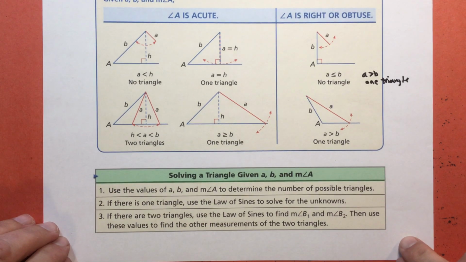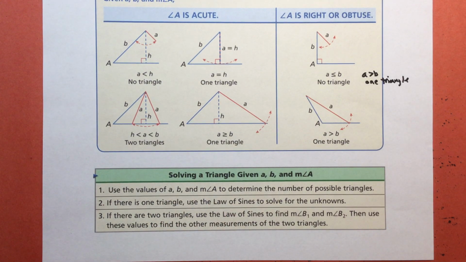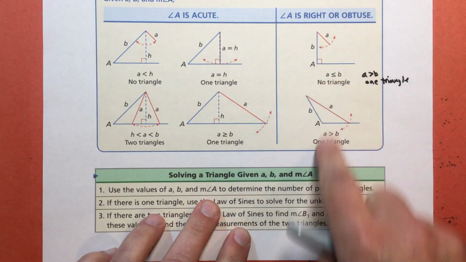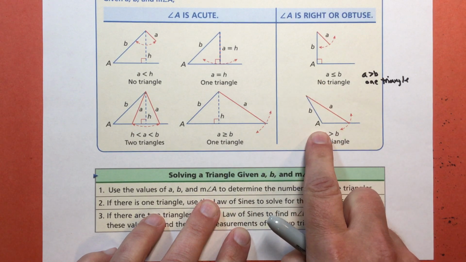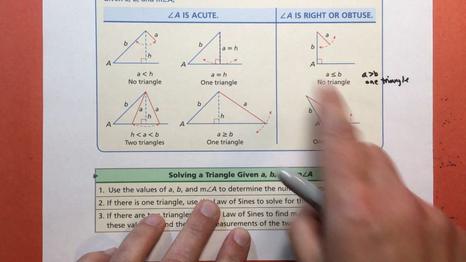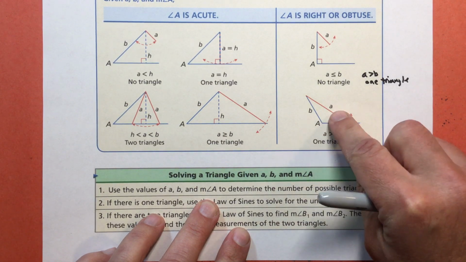Now here's the steps. This is what we're going to do. You've got side angle. First you decide if angle A is right or obtuse. Then you check which side is bigger. A has to be bigger than B. If that's the case, you got one triangle, boom, you got two sides, one angle, you can figure out everything else. And remember, you're going to use the law of sines because you're going to have an angle and its opposite side.